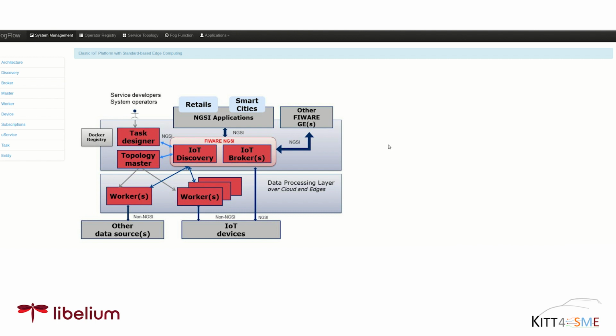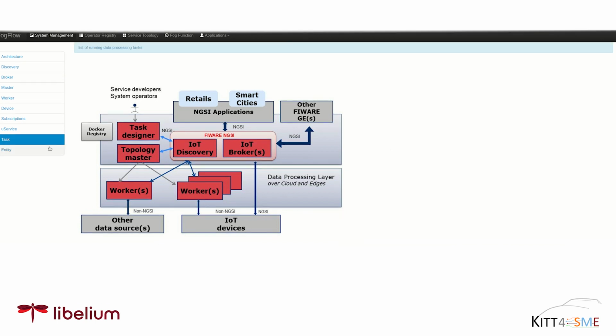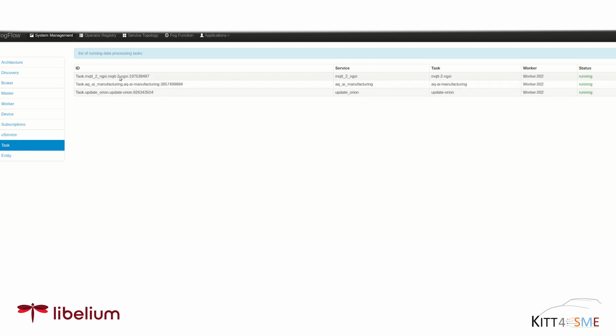This is the graphical interface of FogFlow. Here, you configure the rest of the services that will be automatically deployed on the edge node as soon as data from the sensor is received. Here are the running tasks that have been deployed in FogFlow.